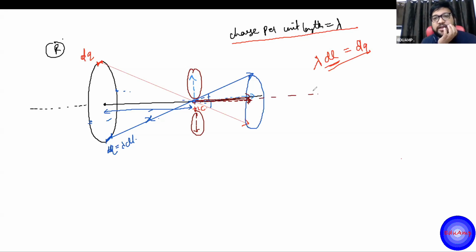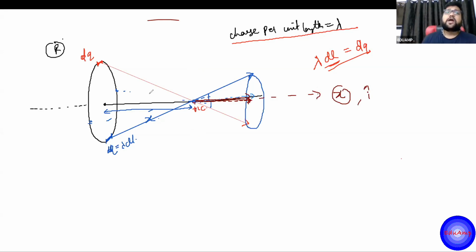So the net electric field has to be in the x direction, of course, that is the i cap direction. This much is clear, I guess, because the perpendicular components of the forces will cancel each other. I'll be left with only the x component, the horizontal component. Now, how to find the magnitude? I hope this is clear: the vertical components will cancel each other, and only these components will remain.